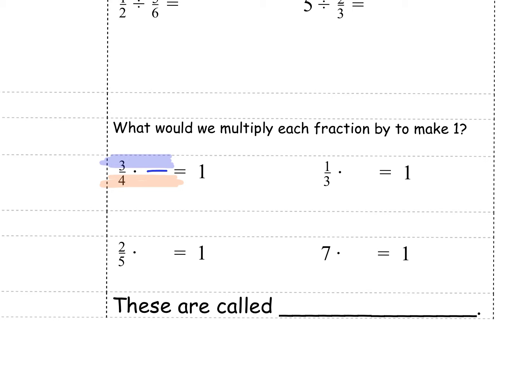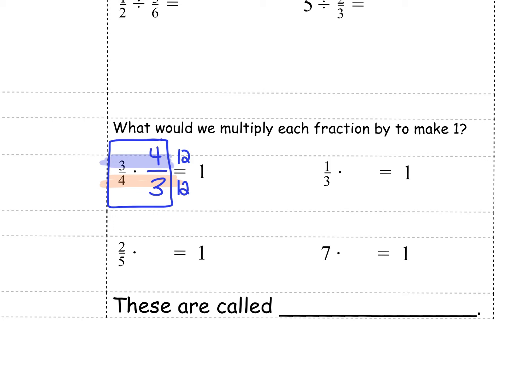And so if I would do 3 times 3, that would give me a 9 on top, but I can't multiply 4 by anything to make 9, so that didn't work. So let's try the 4. If I did 3 times 4, that gives me a 12, and I can multiply 4 by something to make 12 as well. 4 times 3 makes 12, and 12/12 really equals 1. So 3/4 times 4/3 is 1.